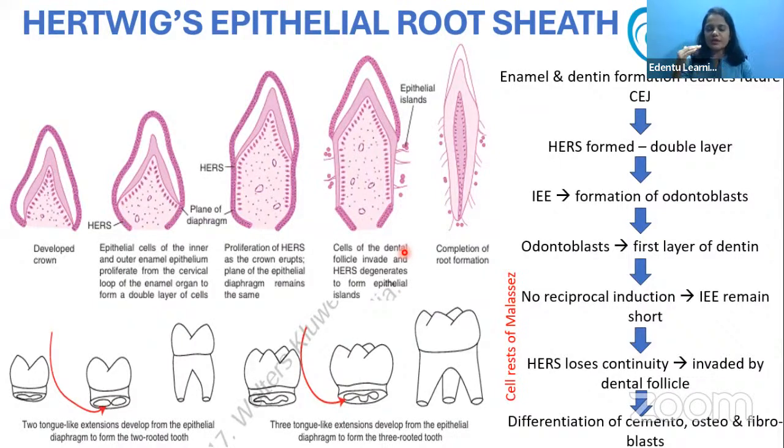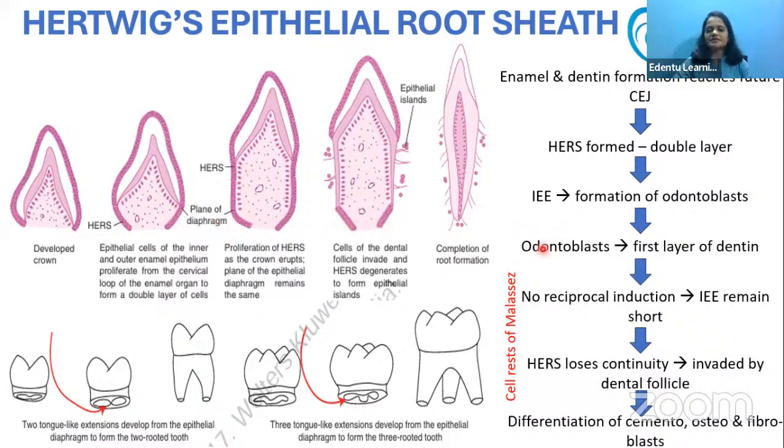Once this Hertwig's epithelial root sheath is formed, it will start growing downwards into the underlying structure, and at one point it will be placed horizontally like this. This horizontal plane is called the epithelial diaphragm, or the plane of diaphragm. This plane of diaphragm is also very important.